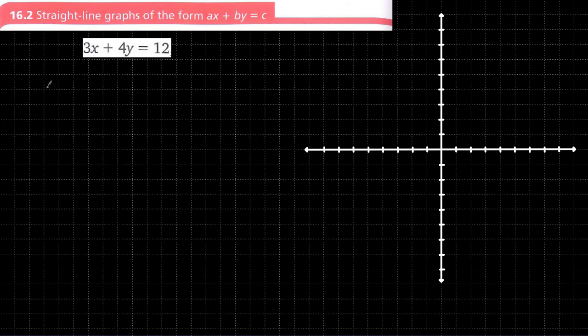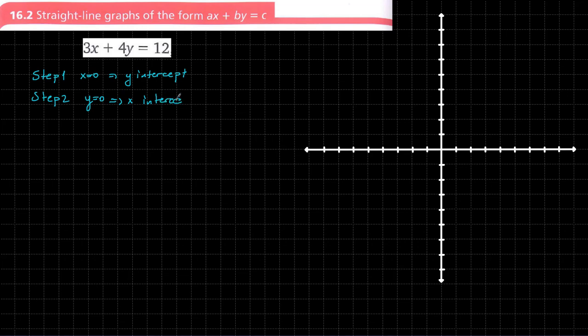Firstly, I need to remind you about the steps. The first step, step 1, we should find x is equal to 0. When x is equal to 0, you are going to find the y-intercept. And intercept means intersection point of the x-axis and the graph y. And step 2, if y is equal to 0, it means that this is the x-intercept.